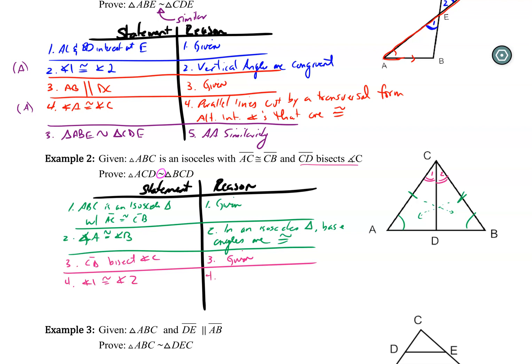And in this case, what is doing the dividing here? It's dividing an angle, so it's an angle bisector. So angle 1 and angle 2 are congruent because an angle bisector divides an angle into two congruent angles.